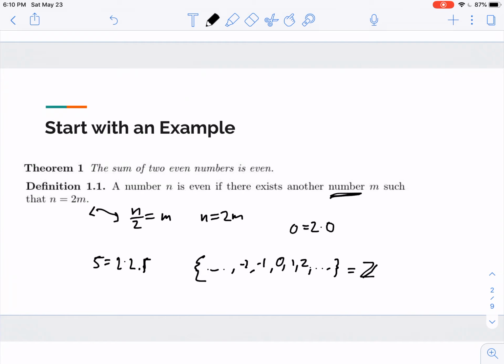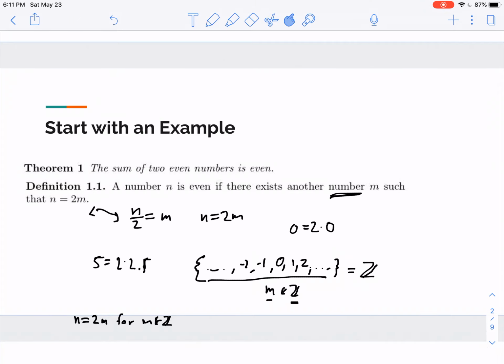And this is our first example of a set, which is a collection of unique elements. And so what we want is for m to be in the set Z, right? That's what it means for m to be an integer. It means it's one of these numbers. So we use this little arrow to indicate that m is in the set Z. So really what we want is, in order for a number to be even, some number n is even if n is equal to 2m for m in Z.